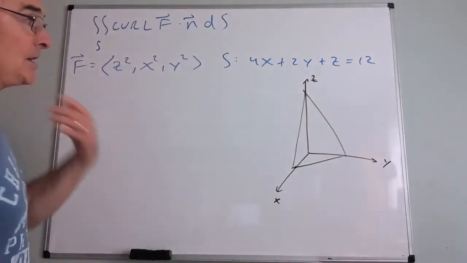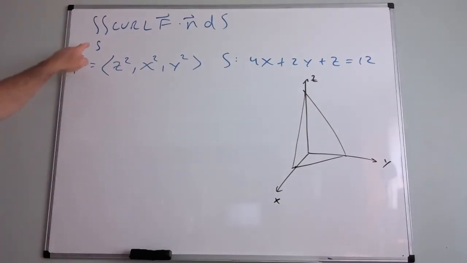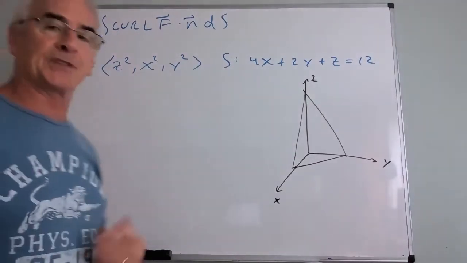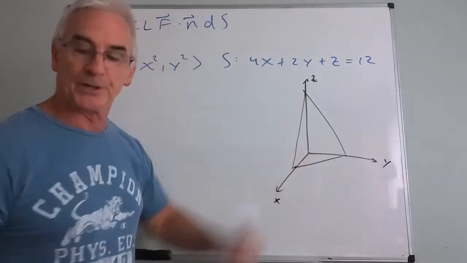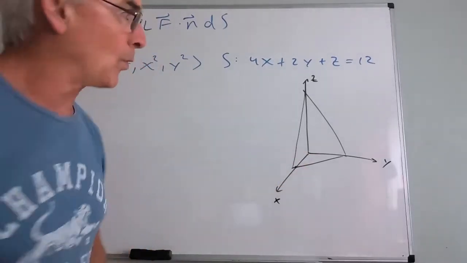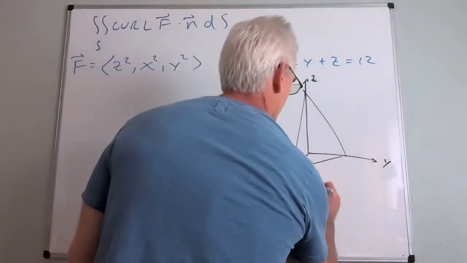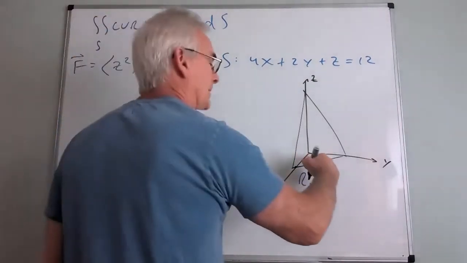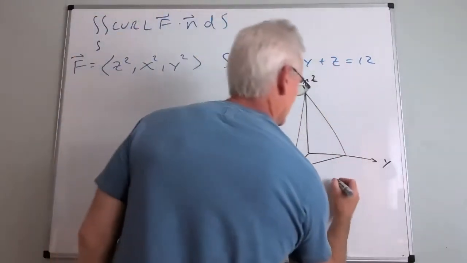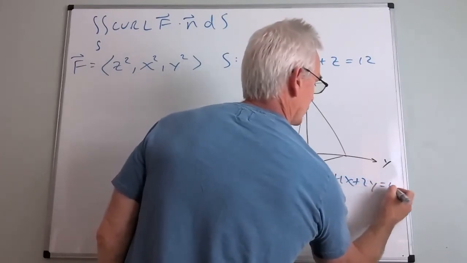So this is our surface. Now the surface is flat, which definitely makes it easier because then the projection is just going to be that triangular region in the XY plane. So when I'm looking at the triangular region in the XY plane, let's identify this right away because we can. In the XY plane, z is 0. So that would be 4x plus 2y equals 12.